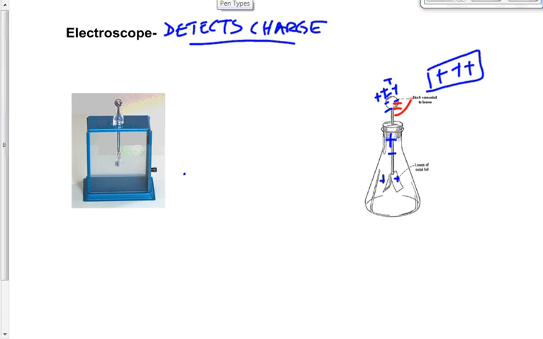Now the ball of the electroscope is now negatively charged and the leaves are positively charged. What happens to the leaves? They spread apart the same as they did when they were negative. So it doesn't tell us what kind of charge is there. If they spread apart, it just tells us that there is charge there. Okay?